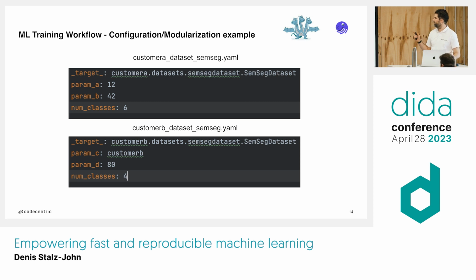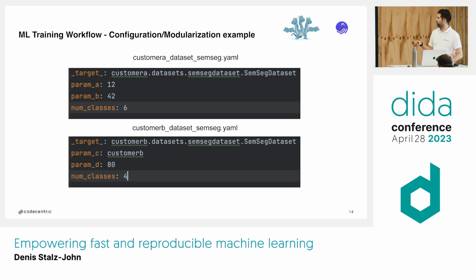What we are doing here with Hydra is first implementing two different semantic segmentation data sets, one for customer A and one for customer B. I may have changed the name, but it's only an example. So these are completely different Python classes, which take care of loading and transforming the data in a way that it can be passed to a model. And they are stored in two different YAML files.